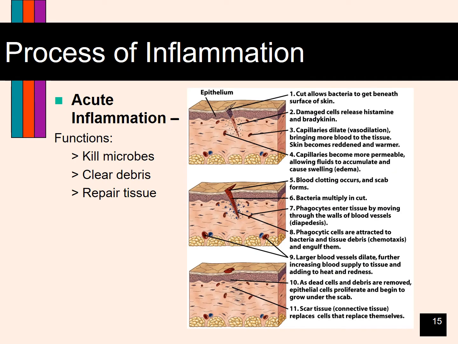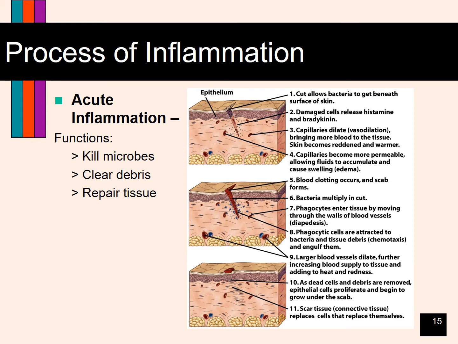Okay, everyone. We'll start on the second part of chapter 16 with inflammation. So we'll go through this example of inflammation. Basically, inflammation is the body's response to an infection. And so in this example, we can see that your intact skin has been damaged with a cut, and the cut has allowed bacteria to get beneath the surface of the skin.